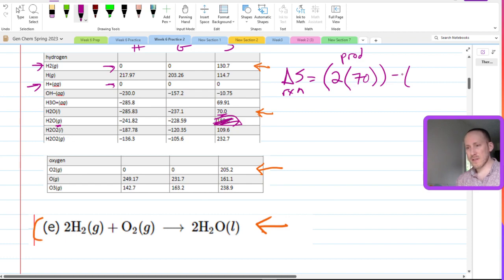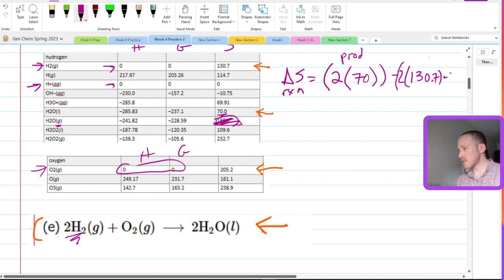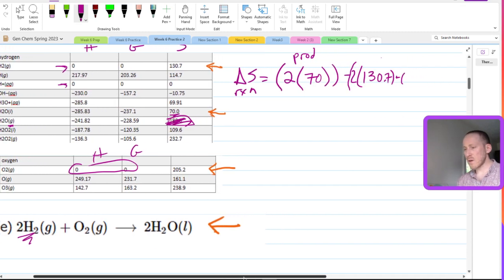We're going to subtract the reactants, which we're talking delta S. So for our H2, by the way, I should have put a 2 there, so let's go ahead and do that. 130.7. And oxygen, which again, here's oxygen down here. Delta H and G are 0, but there is entropy. There is chaos, even in oxygen's happy place, which is O2. But we only have one O2, so 1 times 205.2.